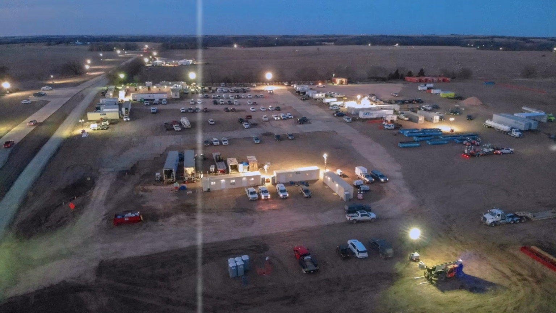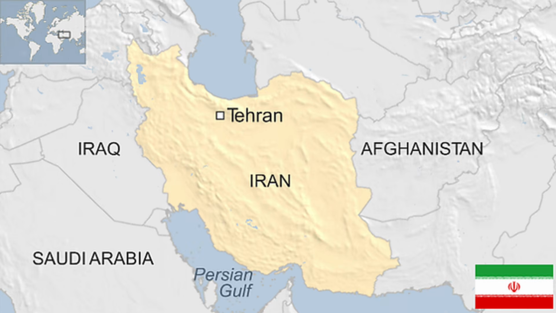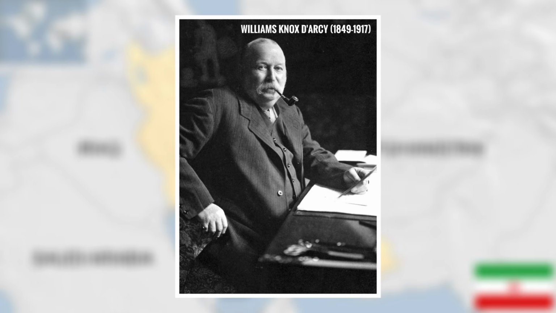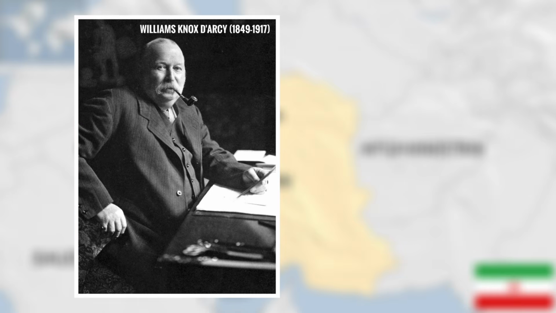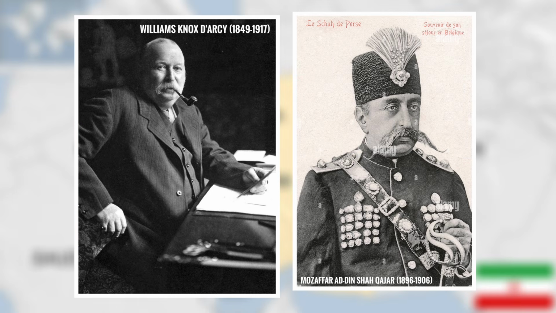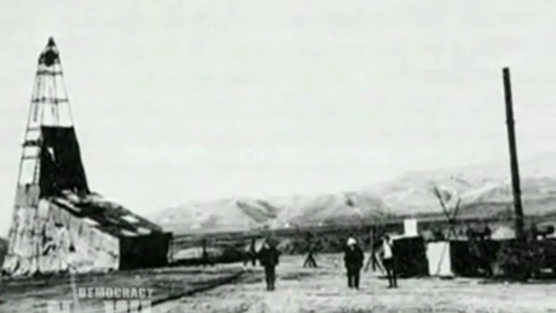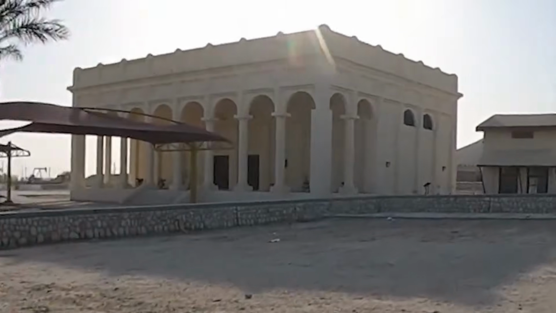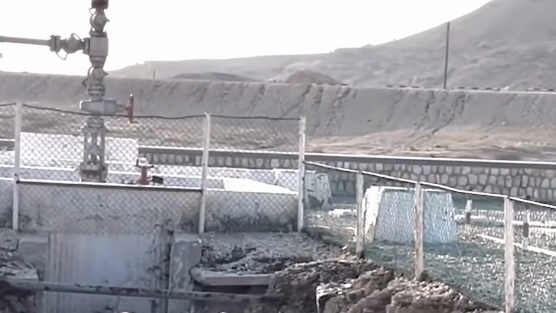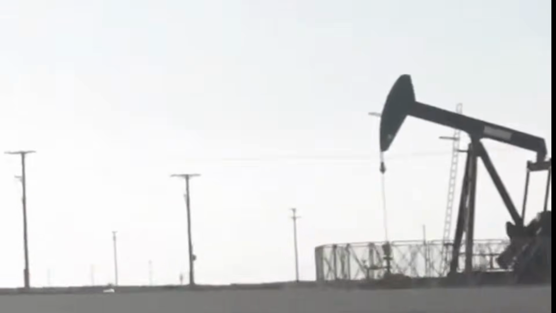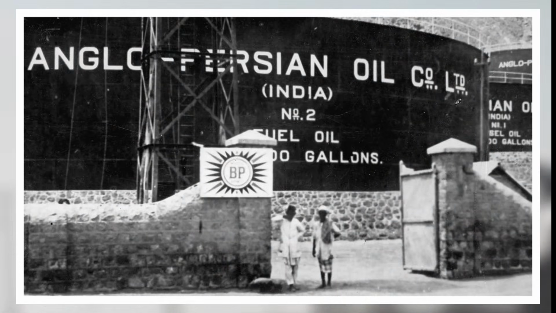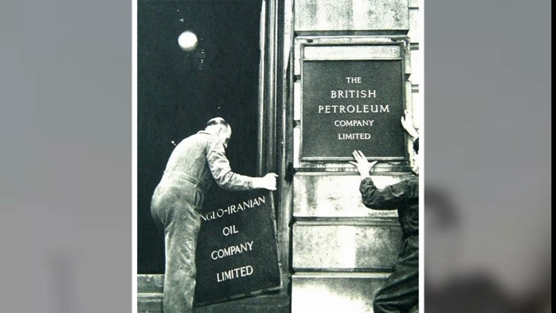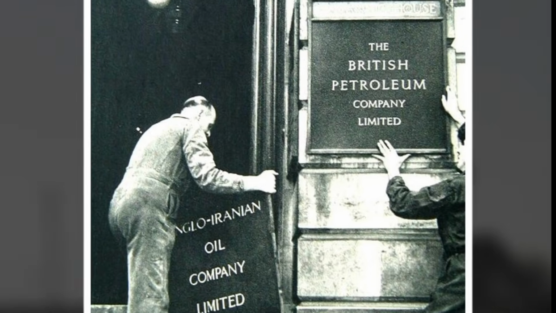The first commercial oil discovery in the Middle East was in Iran. British citizen William Knox D'Arcy received permission to explore for oil in Persia from the then Iranian emperor, the Shah of Persia, in 1901. After several years of unsuccessful attempts, oil was discovered in a place called Masjed Soleyman in Iran in 1908. As a result, the Anglo-Persian Oil Company was formed, which is today's famous British Petroleum, or BP.